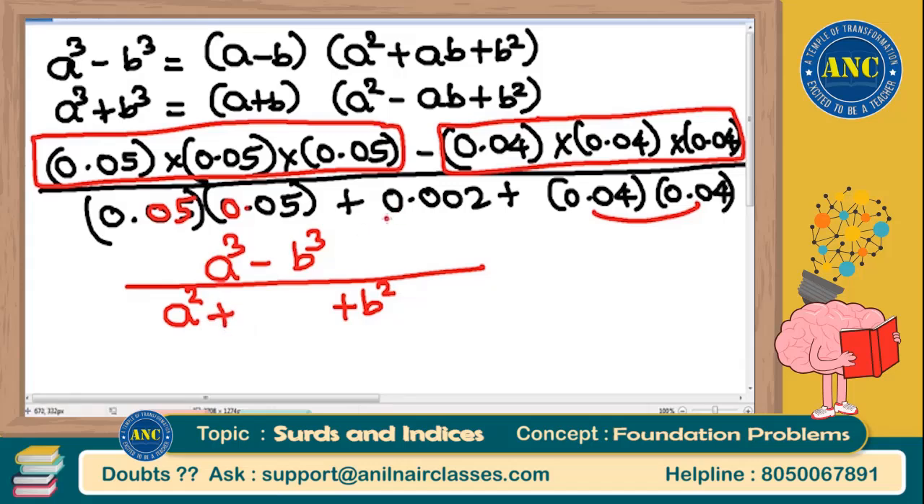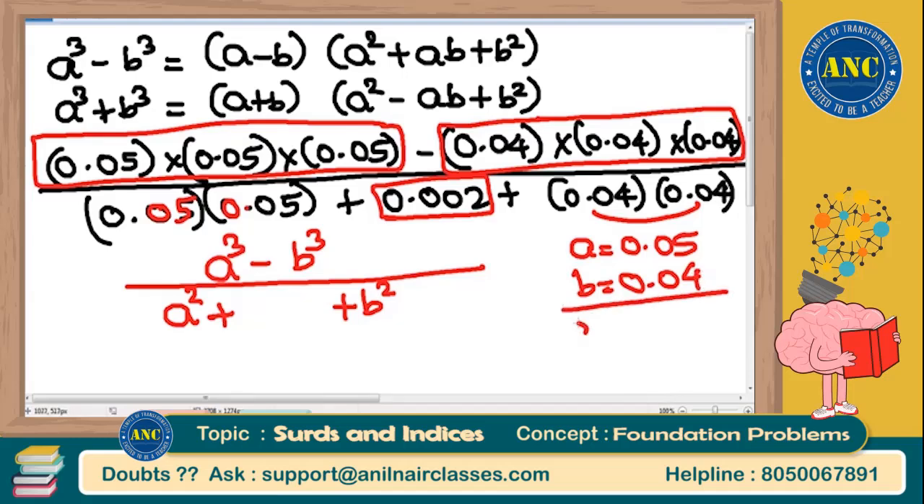Is this nothing but what is 0.002? A value is 0.05, b value is 0.04, a into b value is 0.05 into 0.04, which is 0.002. That is what is given in the middle. So this is ab value.